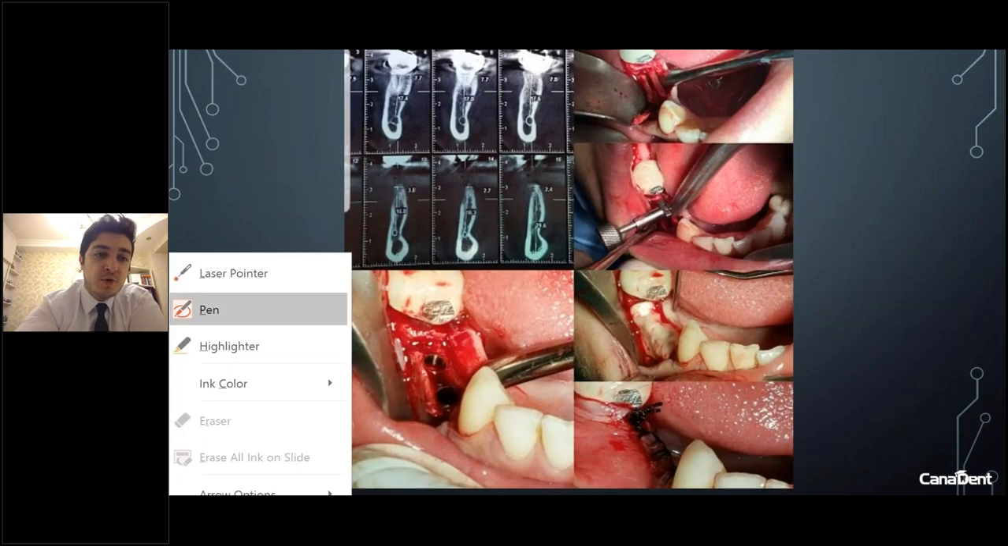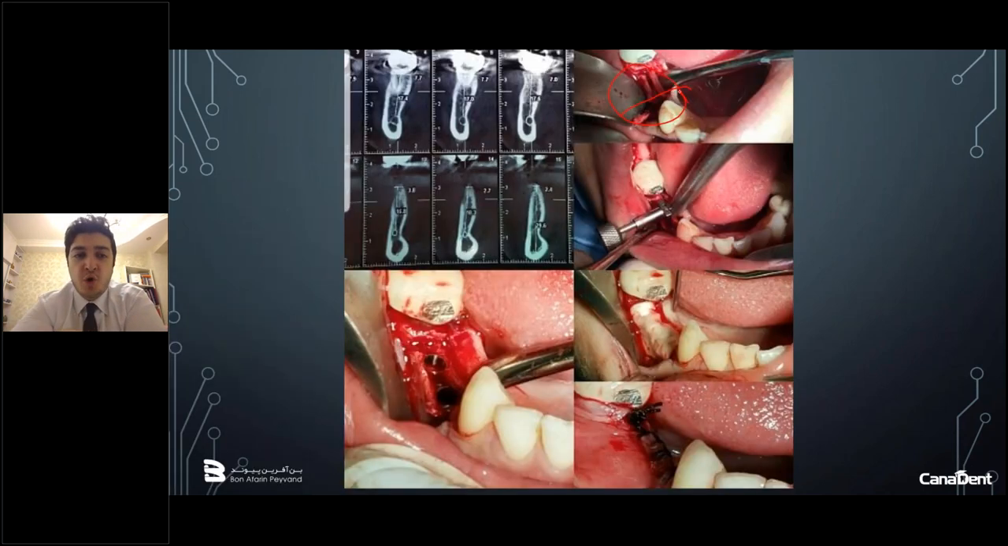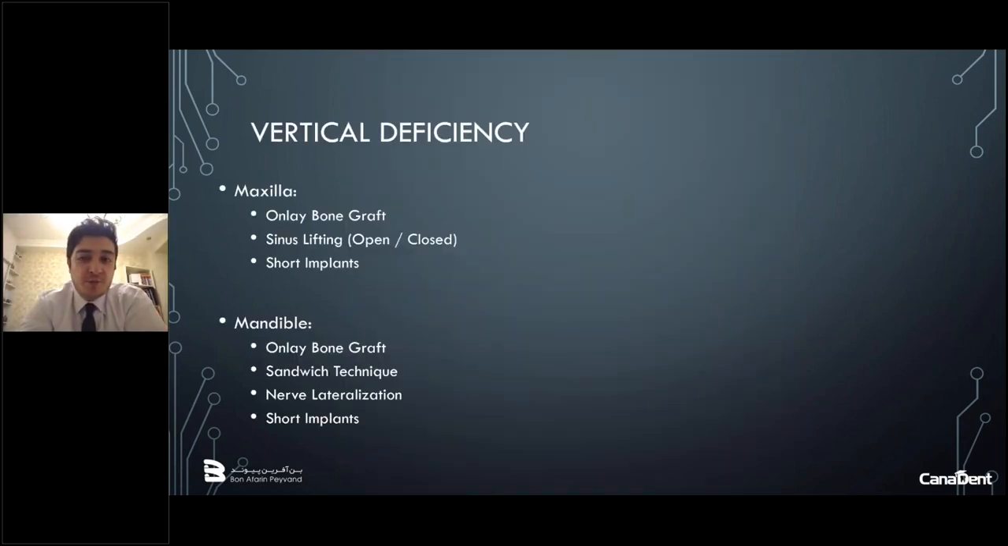Let's put the pen mode on again. First, the disc has opened the bone, and after that, we have placed our implants. The implants weren't able to be placed in the correct position because of the horizontal deficiency and the lack of mesiodistal bone. For vertical deficiency, we have other options to compensate for the lost bone height.